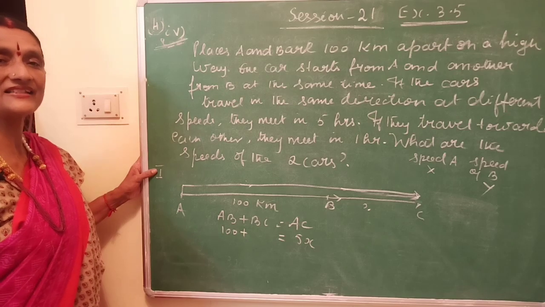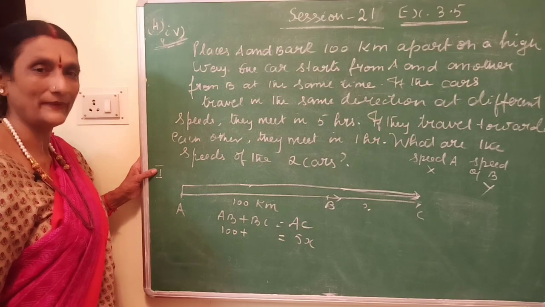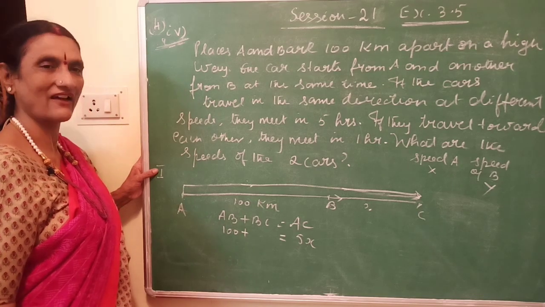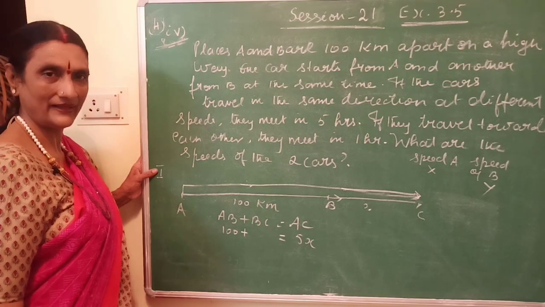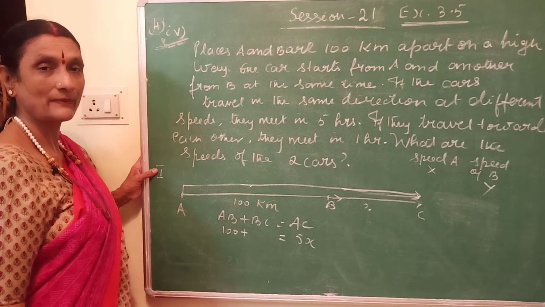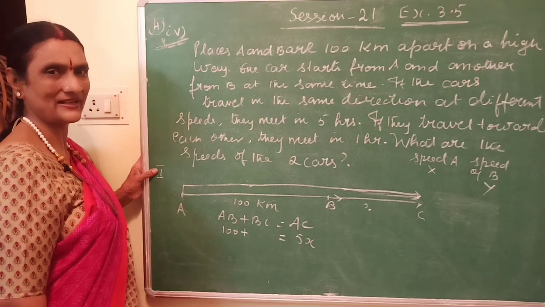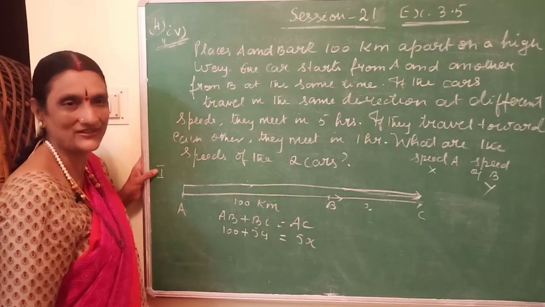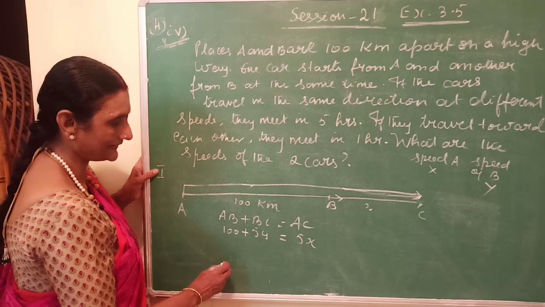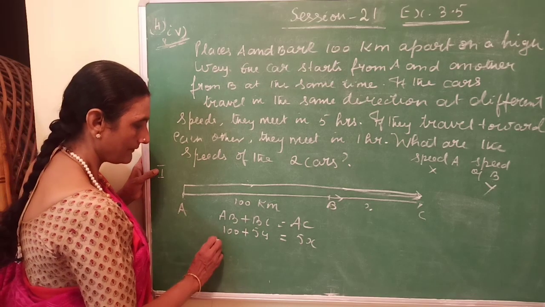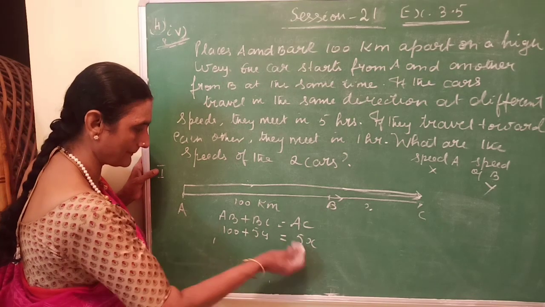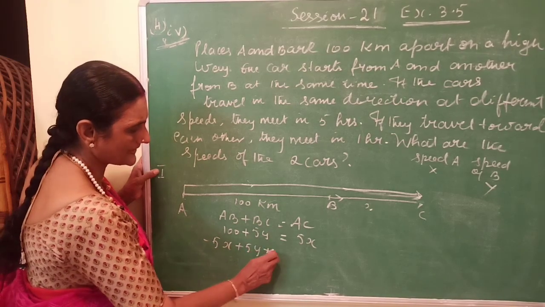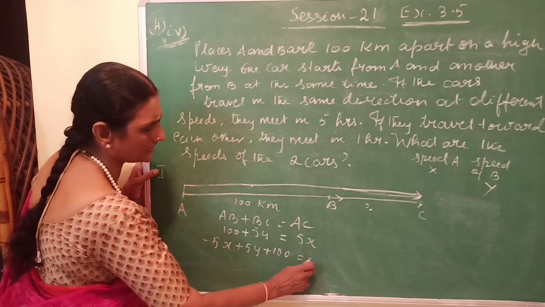It is the distance travelled by car number B at the speed of y kilometers per hour, isn't it? So that is nothing but 5y. So this is the equation. So you rearrange the terms, you will get 100, or you can bring the minus 5x here, plus 5y. Let it be as it is, don't worry, you can still solve it.